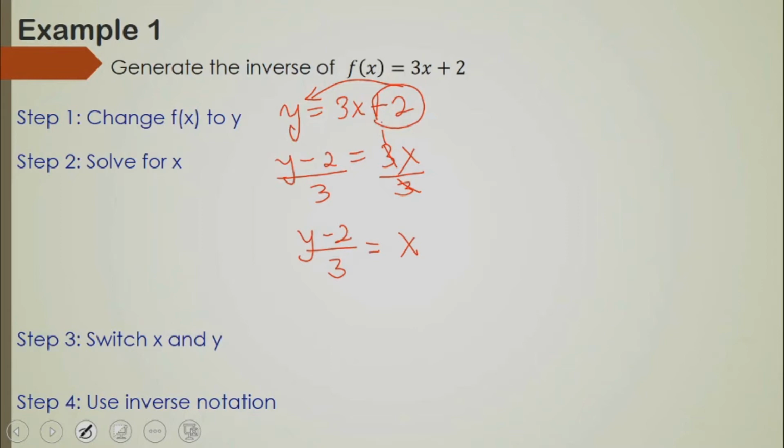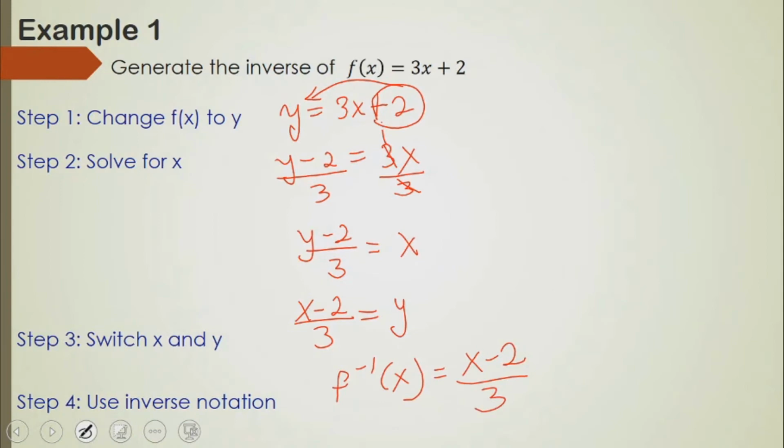So we now need to switch the x and y. So you are only switching the x and y. You are not changing any other aspect of your equation. So the y becomes the x and the x becomes the y. So this becomes x minus 2 divided by 3 equals y. So now we need to write our solution using the inverse notation. And that is the answer.